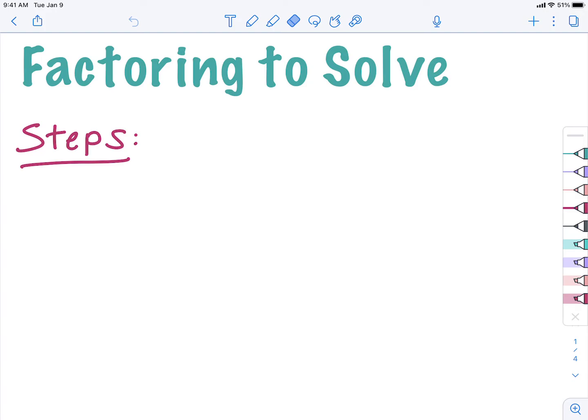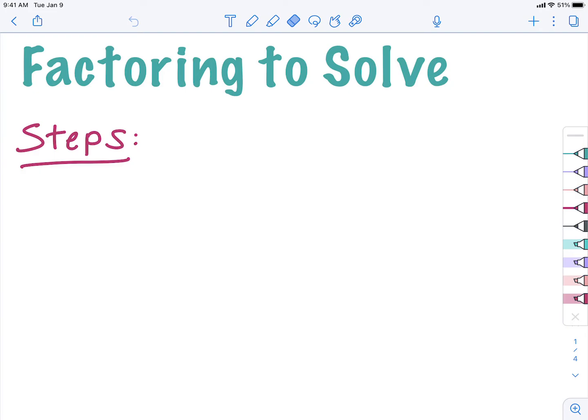So this is the big kahuna we've been waiting for. We've been factoring all of these different types of polynomials so that now we can actually solve them. So big fancy equations that you can actually solve because you know how to factor.